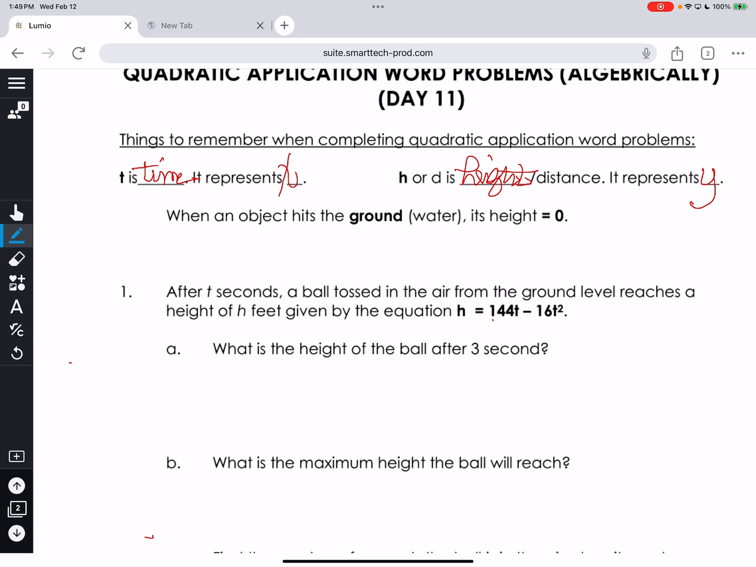And that's going to be referencing a height for ground. So if we're standing on the ground to toss something up, we're standing at 0. If we're at the water level, like in a boat, we're at the height of 0. And it's telling you right here, when an object hits the ground or water, its height is 0.